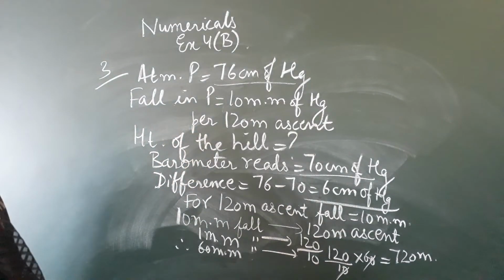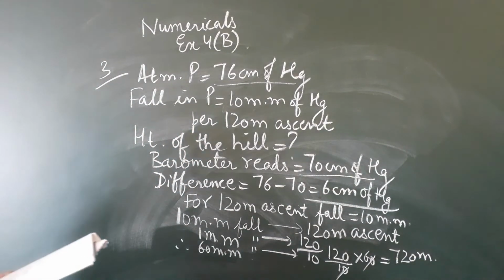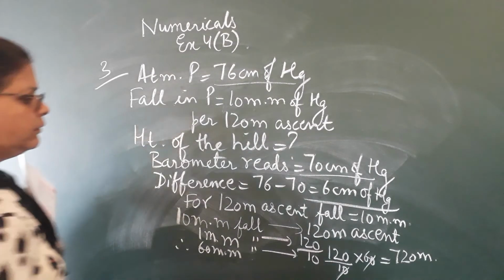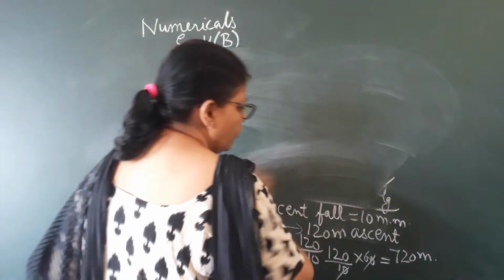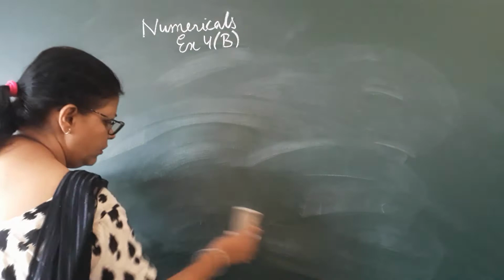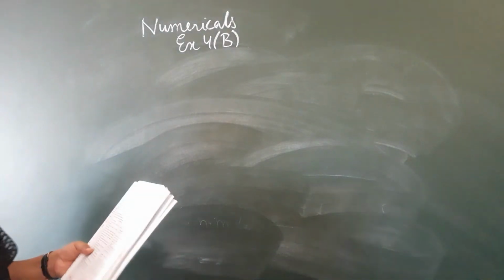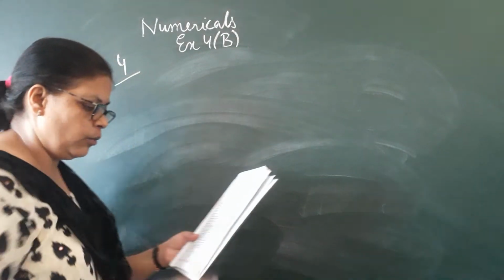Then I go to the next numerical problem. That is the fourth numerical problem. Okay children, now I move on to the fourth numerical problem. It is also a very direct question. The fourth one is very easy. In the fourth question, I'll read out what is given.